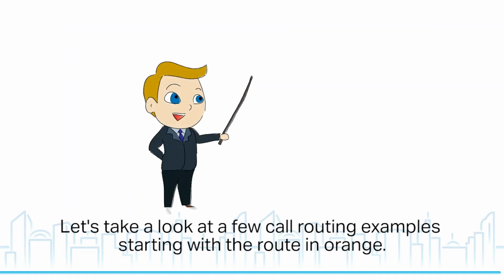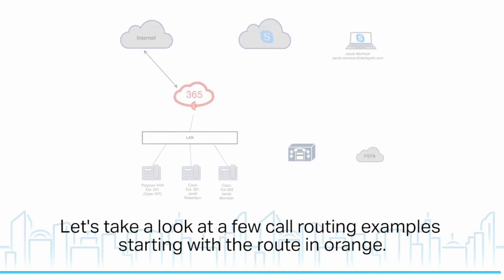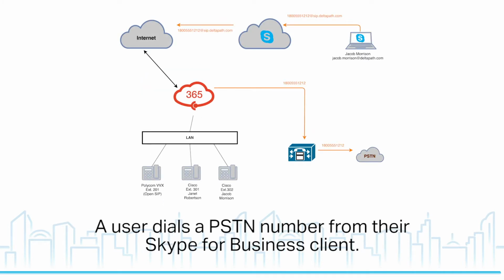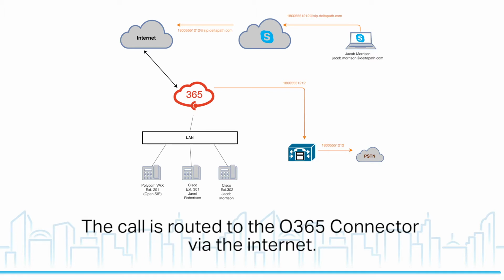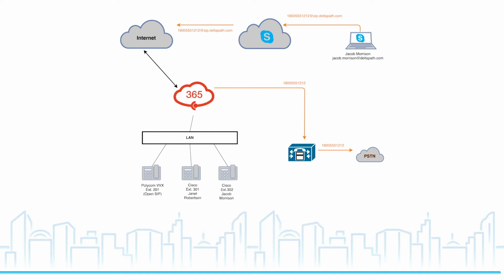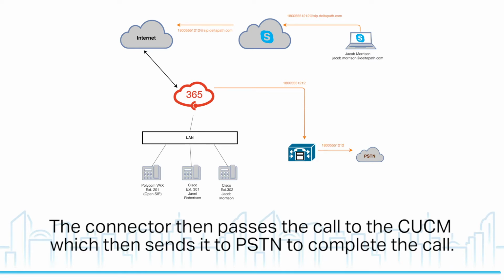Let's take a look at a few routing examples, starting with the route in orange. A user dials a PSTN number from their Skype for Business client. The call is routed to the O365 connector via the Internet. The connector then passes the call to the CUCM, which then sends it to PSTN to complete the call.